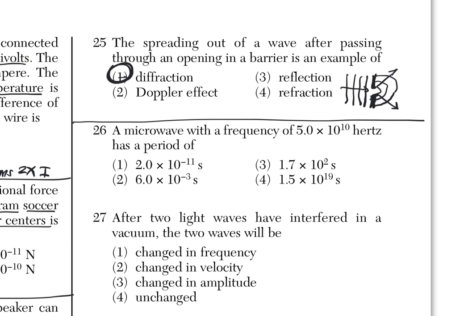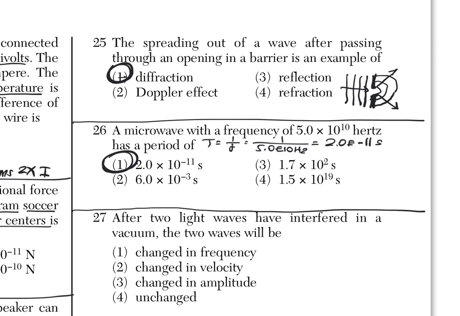All right, 26. 2 times 10 to the negative 11 seconds, and so that's going to be choice 1. T equals 1 over F, that's all there is to it for number 26.